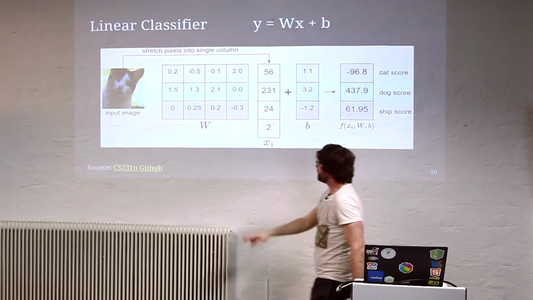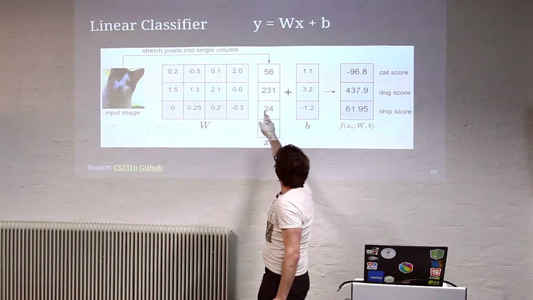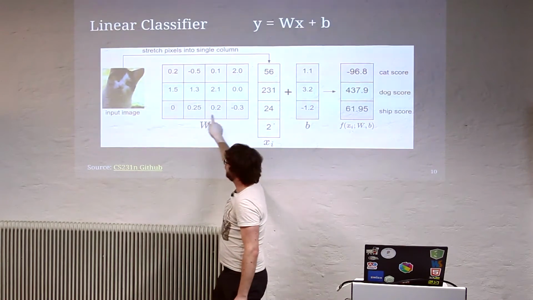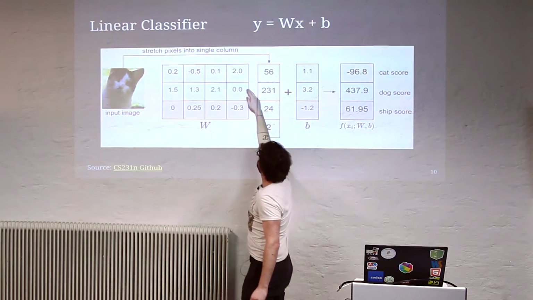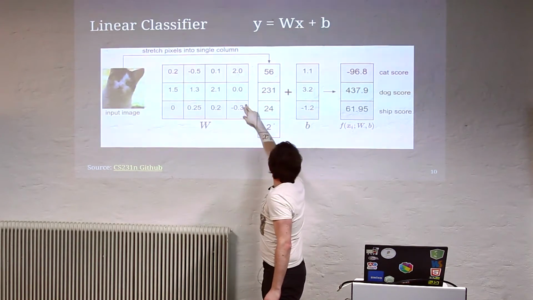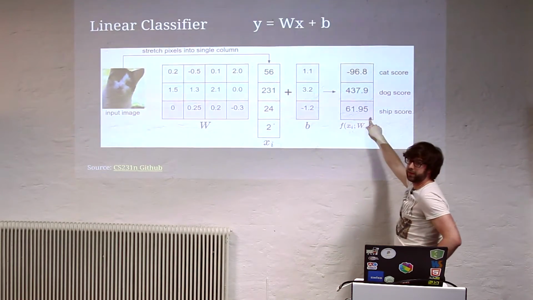So actually, for each pixel, let's say, I need to have a weight, and then I can have a variable number of neurons, and this must correspond with the number of classes that I want to predict.